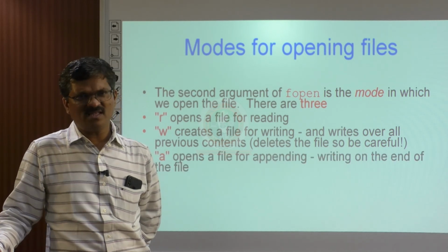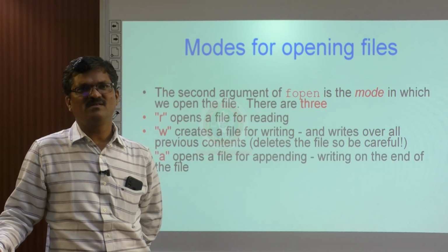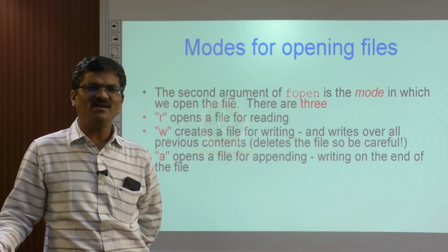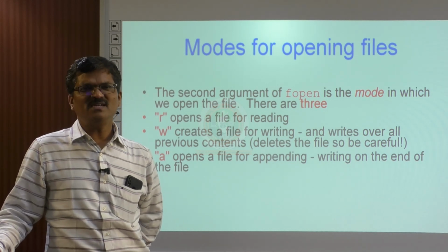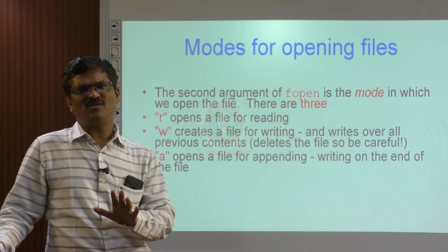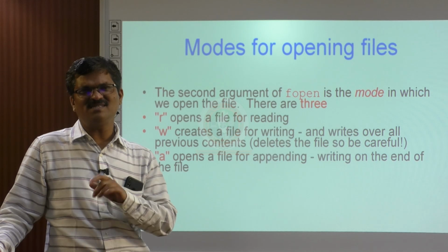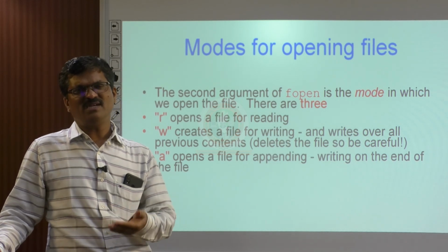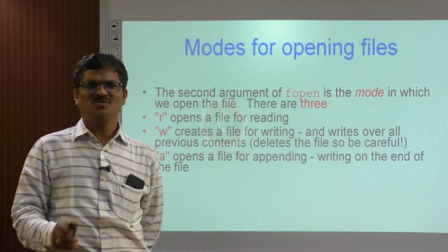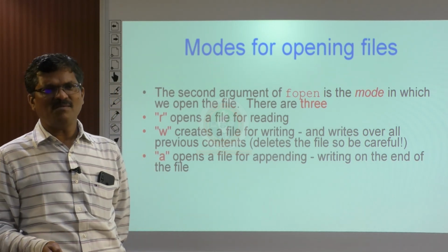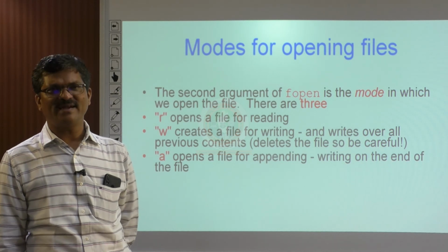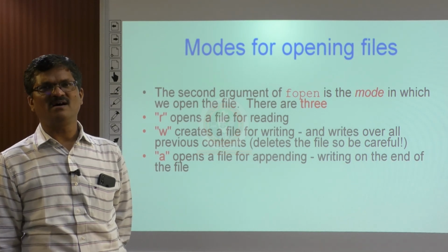Similarly, we have another mode called A, which is similar to the W mode in that it writes content to the file, but it appends. It keeps whatever is there in the particular file. If something is there, it retains it, and whatever data we try to add will be appended at the end of the file. So, R, W, A are the basic 3 modes for reading, writing and appending data to a file.